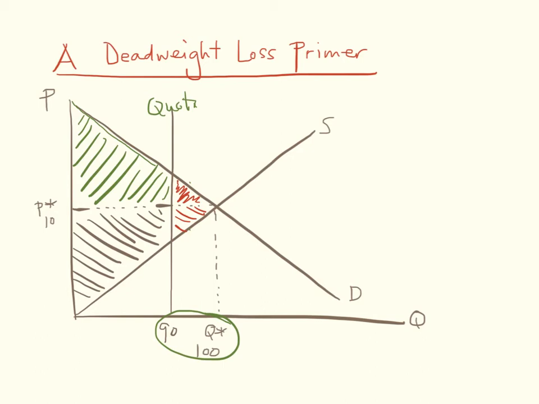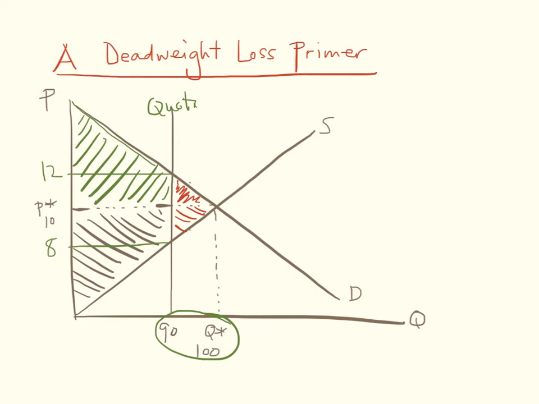So any interference in the market is going to create a deadweight loss whereby some people that wanted to make the transaction would have benefited from it, were willing to pay, the buyers willing to pay more than the sellers were willing to accept. For instance here, buyers are willing to pay $12, sellers are willing to accept $8. Those are mutually beneficial transactions that no longer happen.